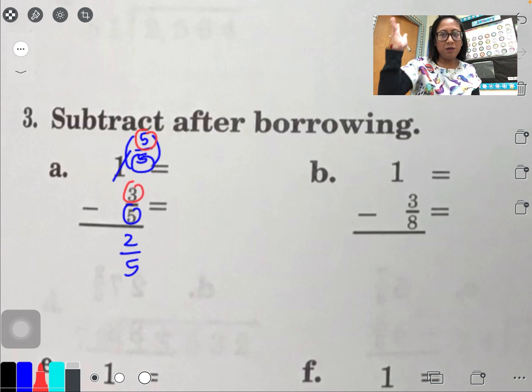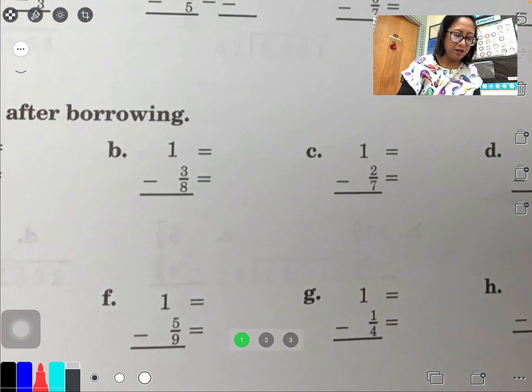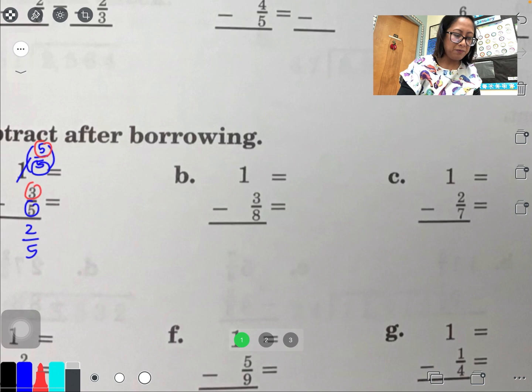Now you're saying, this is mind-blowing, Ms. Severa. I still don't get it. Let's go on. Don't worry. Like I said, this is going to be fun once you understand. All right, B. We're on B.